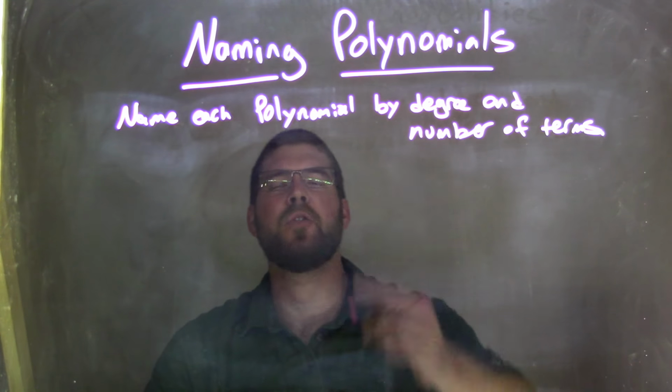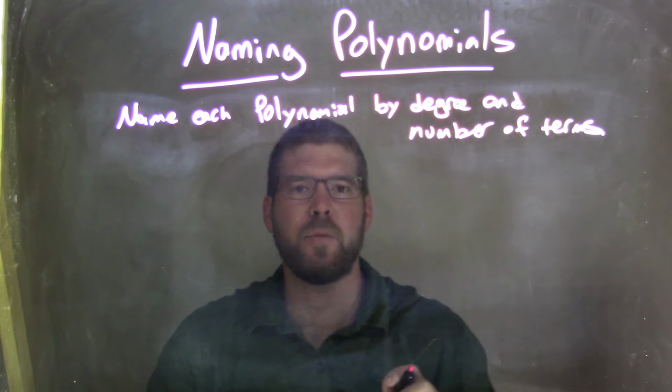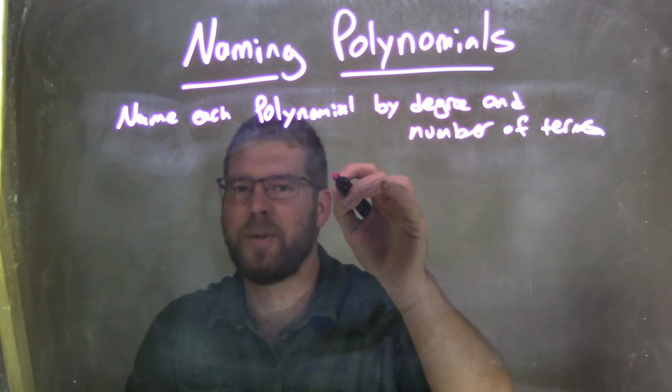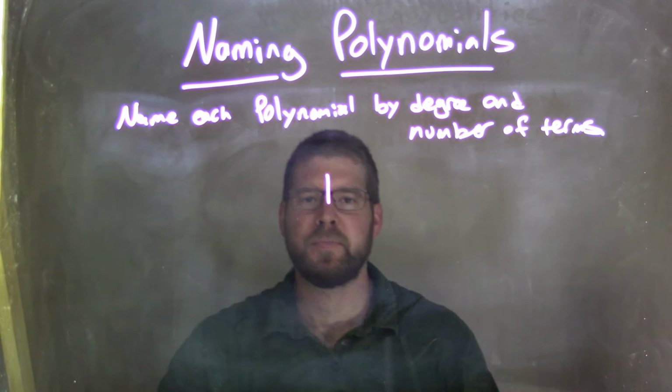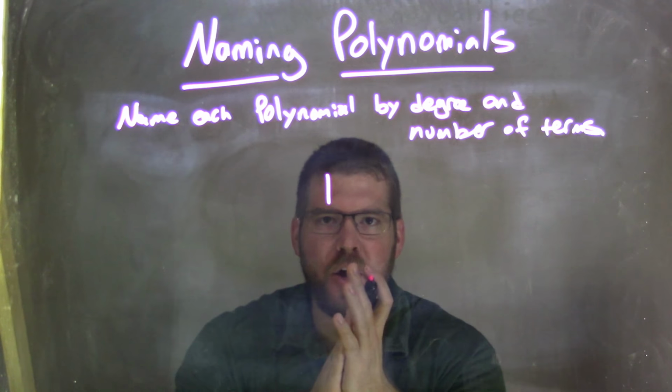And today we're going to learn about naming polynomials. We're going to name each polynomial by degree and number of terms. So if I was given this polynomial, simple little one, ready? 1. So if I had to identify this 1, okay, we look at it.